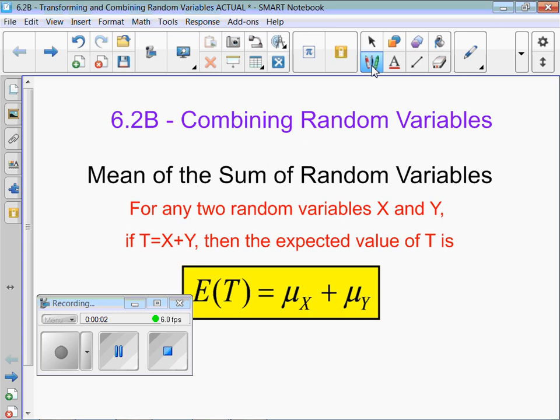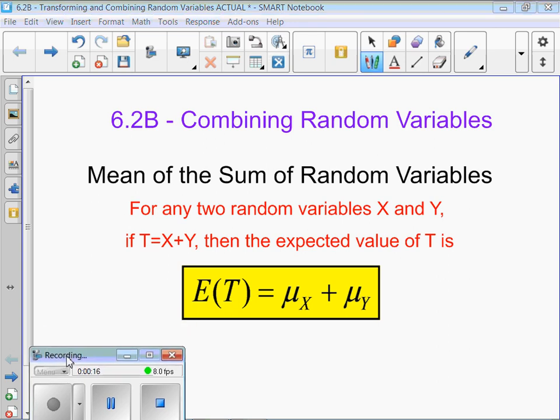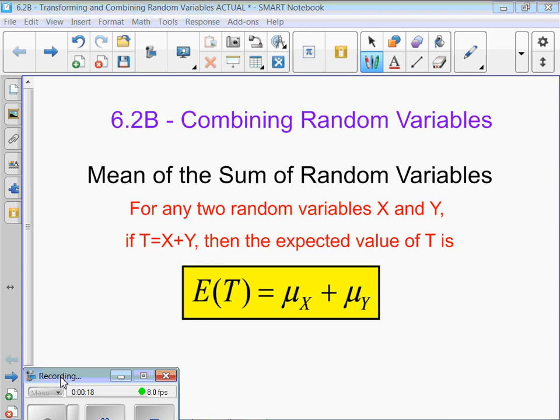All right, you guys, so we did transforming random variables where you can multiply and add. Now we're going to do combining random variables when you have more than one random variable. To find the mean of the sum of random variables, it's pretty easy. For any two random variables x and y, and we want to find the total of x and y, the expected value, also known as the mean, is mu of x plus mu of y. So you just add the means together.